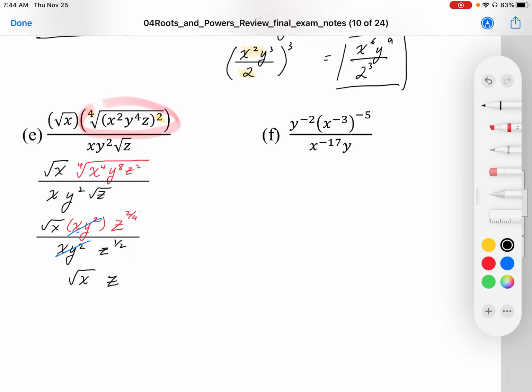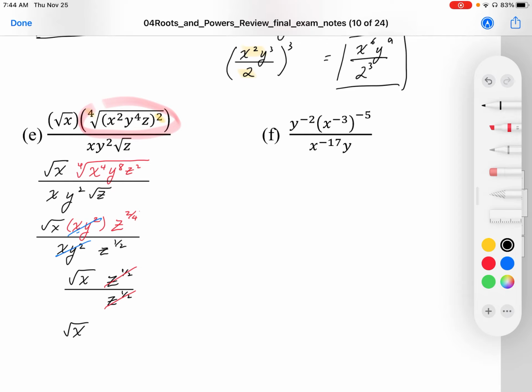I'm going to change that z in the numerator to z to the 1/2. In the denominator, that's going to be z to the 1/2. Again, those will cancel out. And so my final answer ends up being the square root of x, and everything else canceled out.